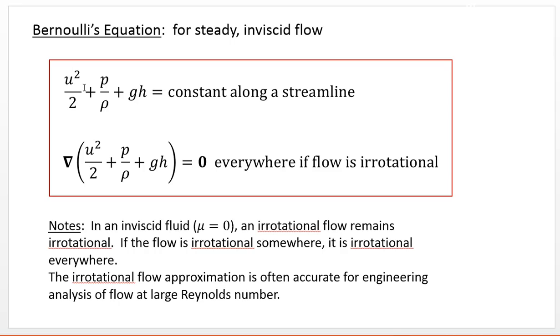So if you have one unknown along the velocity and pressure or elevation, saying this is constant along a streamline, you can then apply this at 2 points and determine that unknown at a second point if the values are all known at the first point.